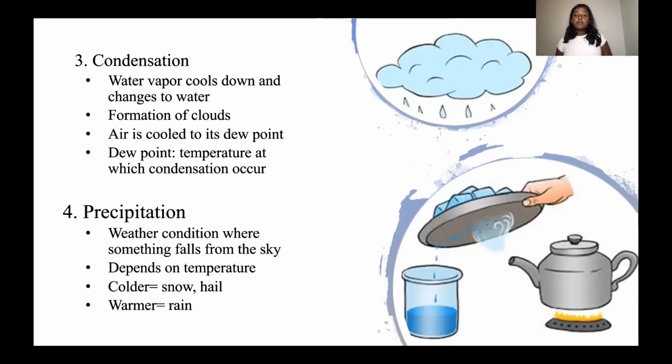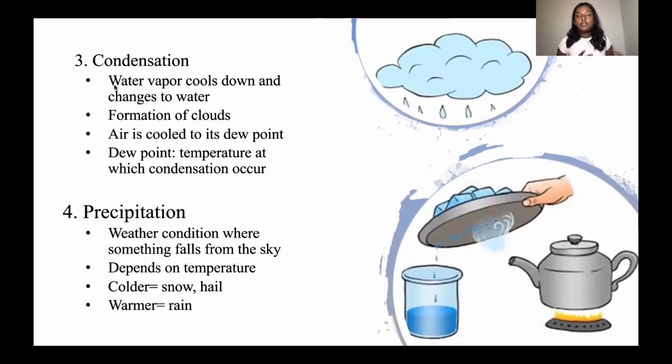Next up, we have precipitation. It's a weather condition where something falls from the sky. Precipitation is basically rain, hail, snow, anything like that. This is when the water cools down, and depending on the temperature, it'll fall down from the sky eventually. When you see gray clouds up in the sky, it's because there's so much water up there that it needs to be precipitated. That's how I look at it, at least.